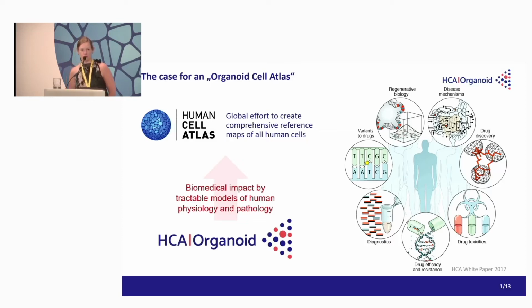To start, we have heard the term organoids mentioned several times during the last days, and why is that? Also, why are organoids important for the Human Cell Atlas initiative? We are all aware that these are models that can resemble human physiology and pathology, and therefore they are tractable and perturbable. They will feed into the declared aim of the Human Cell Atlas to drive biomedical impact, and they can be used to study deeper biomedical fields like drug discovery or regenerative biology.